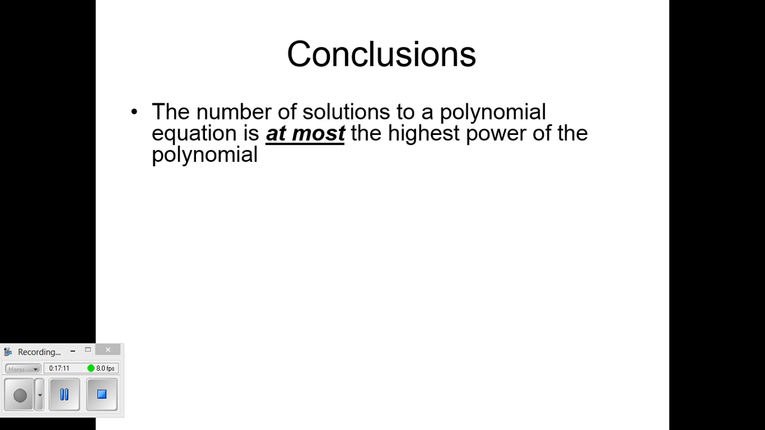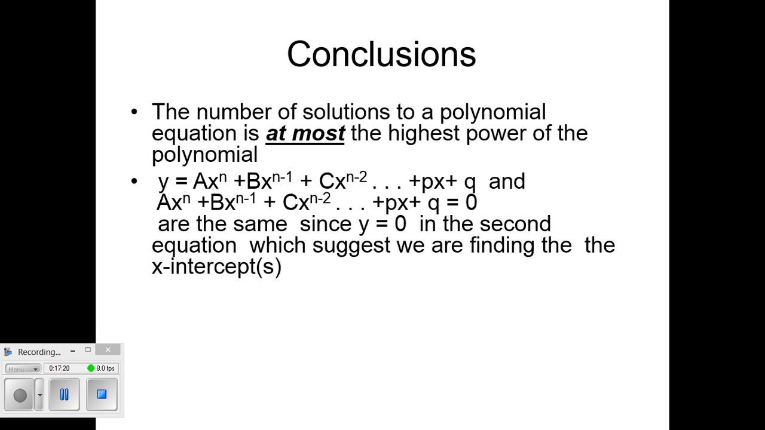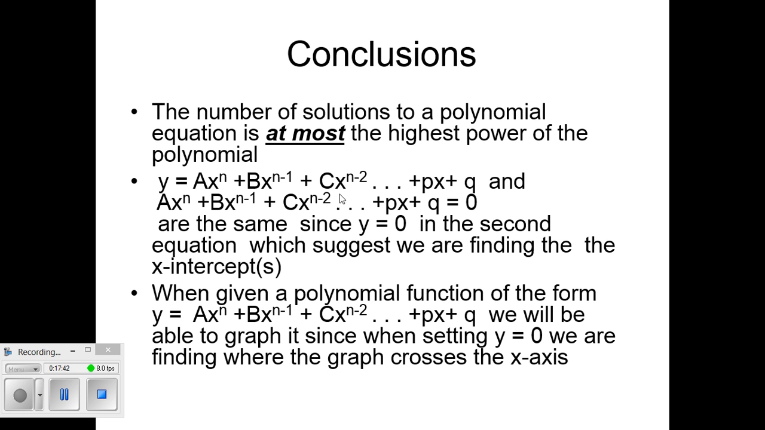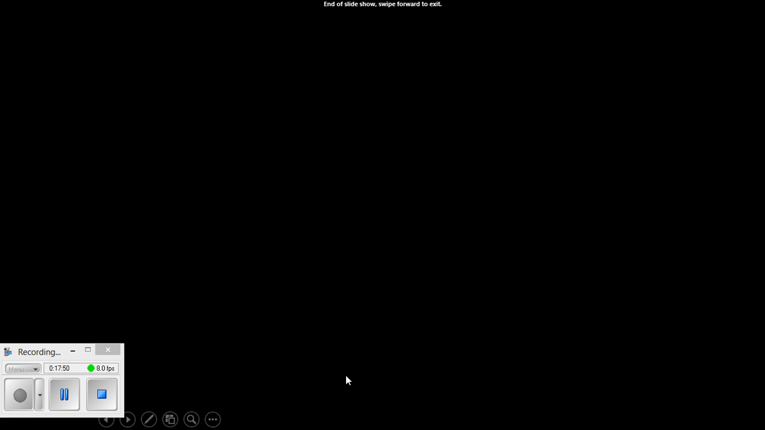Okay, so conclusions: the number of solutions to a polynomial equation is at most the highest power of the polynomial. Okay, what we look at with this is a polynomial graph, what we'll soon call a polynomial function. Essentially, if you let y equal 0, it collapses to an equation, okay? And the solutions to this equation are synonymous with the x-intercepts of the graph. When given a polynomial function of this form, we will be able to graph it, since when setting y equal to 0, we are finding where it crosses the x-axis.